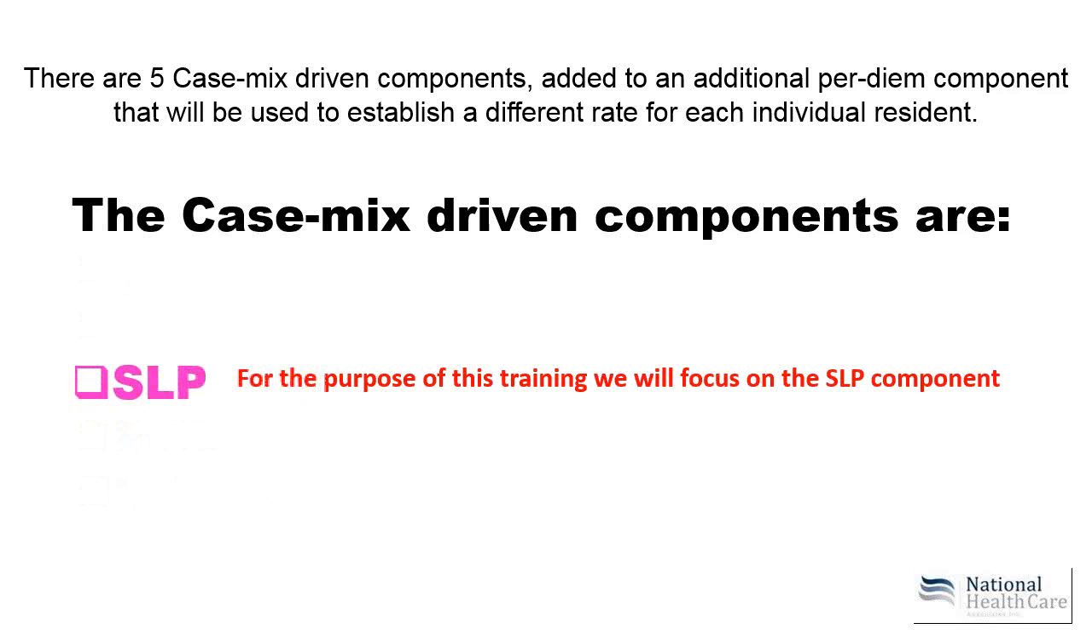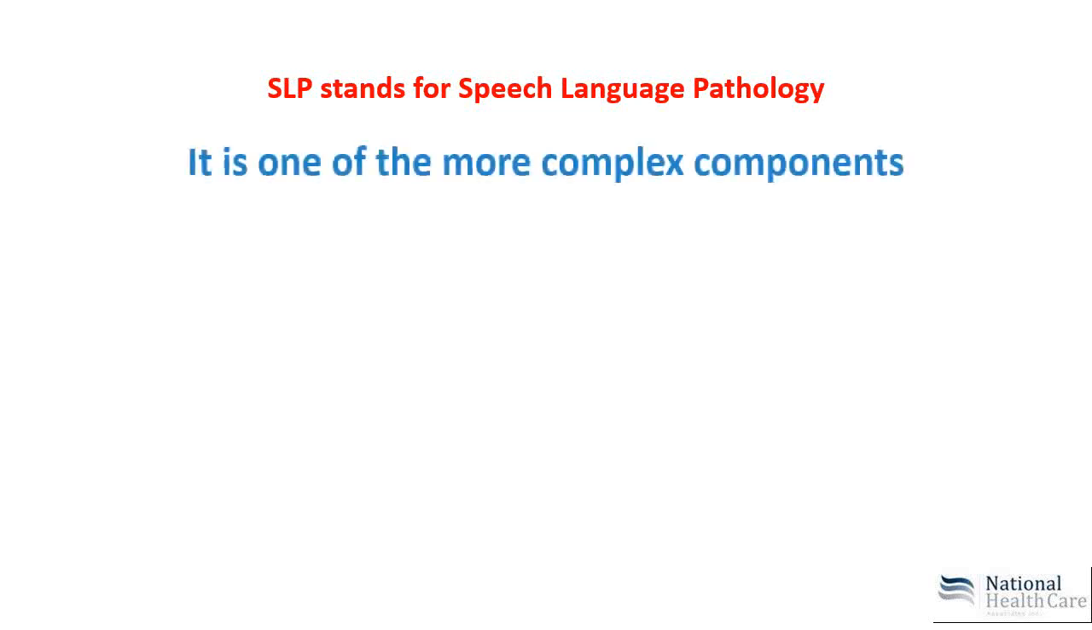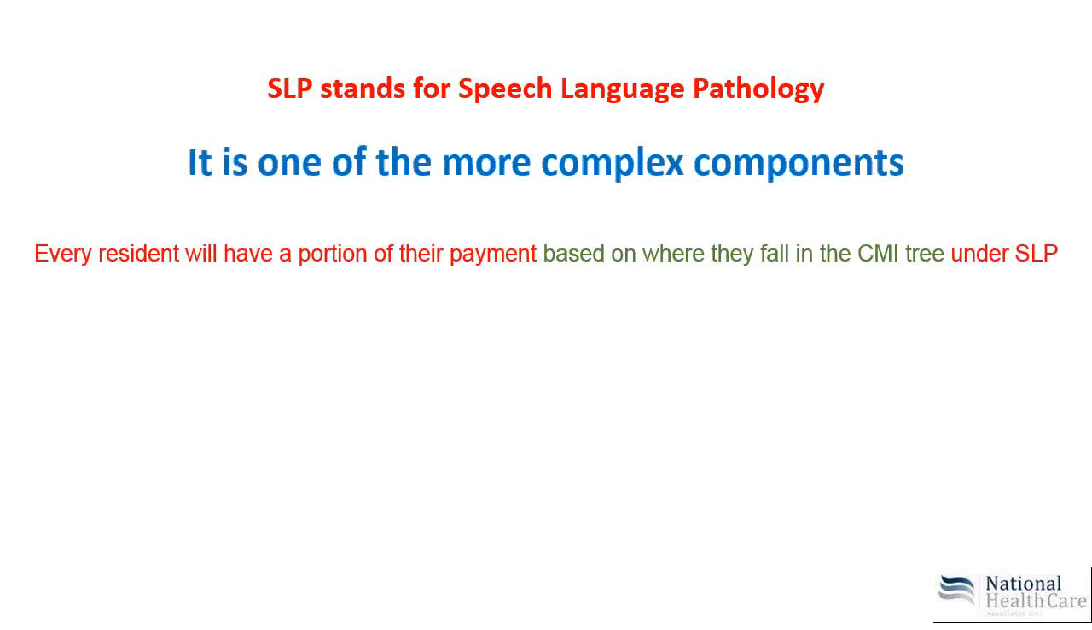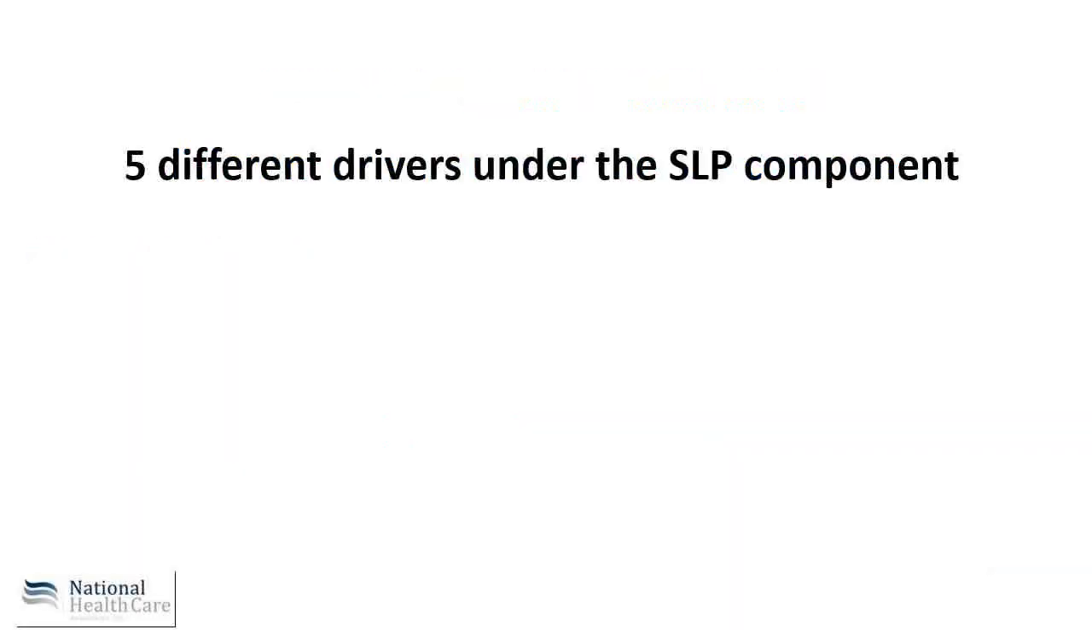We're going to talk about speech for the purpose of this training today. So SLP stands for Speech Language Pathology. It is one of the most complex components under this system. Every resident will have a portion of their payment based on where they fall in the CMI tree under the speech component. This is not based on whether or not someone receives speech therapy. So even though they don't have speech therapy treating them, they still will fall into a CMI level, and a portion of their payment will be related to this component.